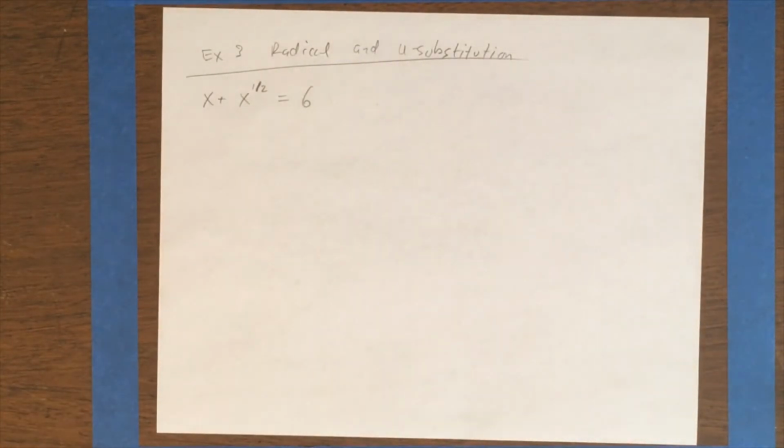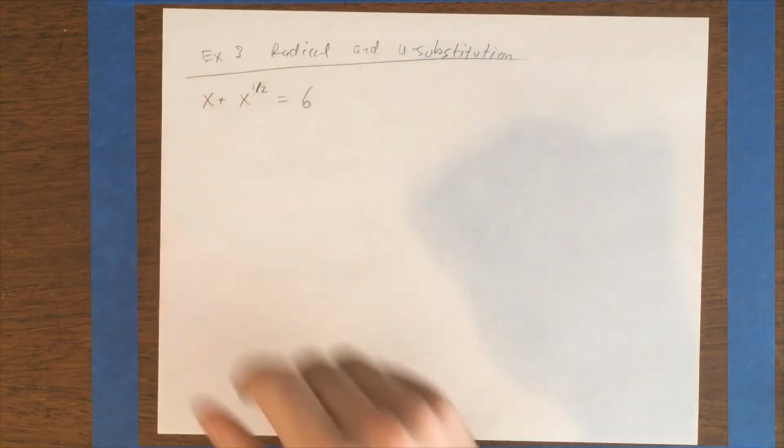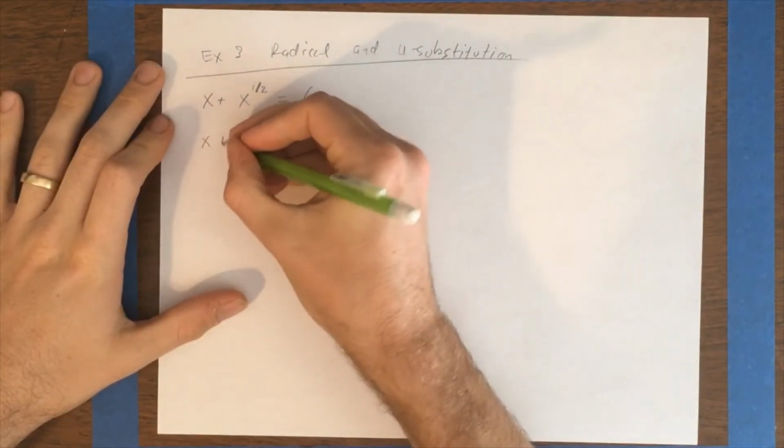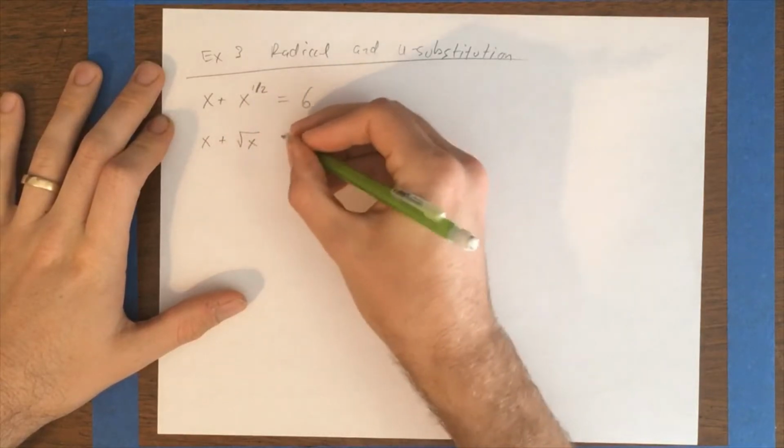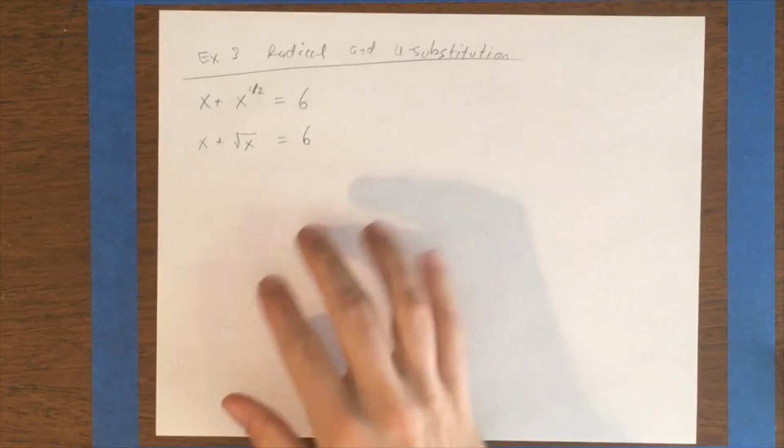All right, another algebra example. This one is also a type of radical equation because this equation is x plus x to the power 1/2 equals 6. That x to the power 1/2 is the same as the square root of x, so it's equivalent to this. So yes, it's radical, like the last one. It has a radical in it, right?